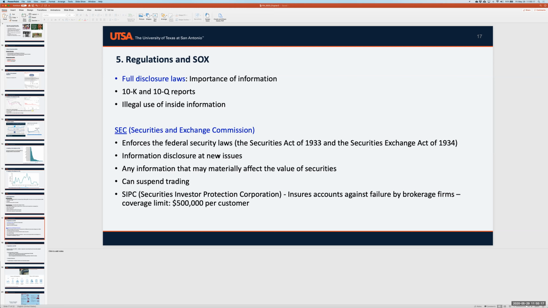The SEC, as I told you before, the Securities Exchange Commission, is the responsible regulatory body for IPO and capital market regulations. They require information disclosure at new issues, new bond or stock issues. Any information that may materially affect the value of securities needs to be published. We also have the Securities Investor Protection Corporation, which insures accounts against failure by brokerage firms. They cover at most 500 grand per customer.